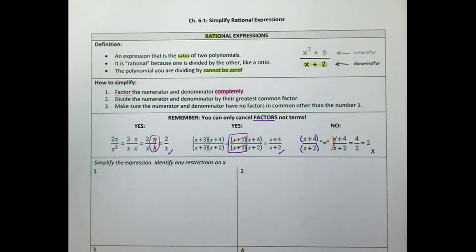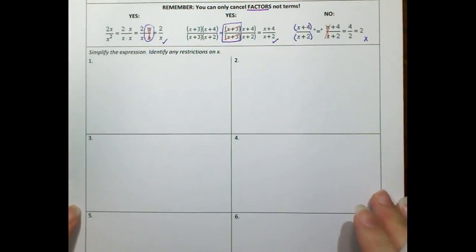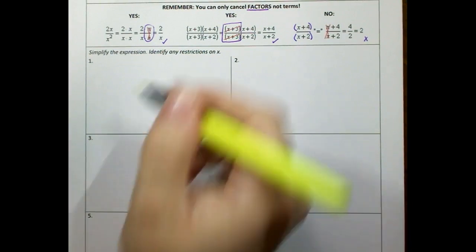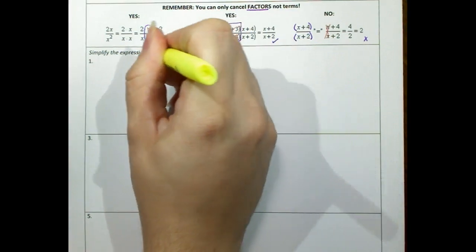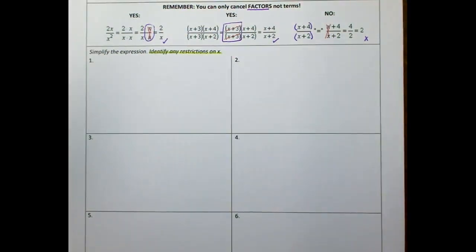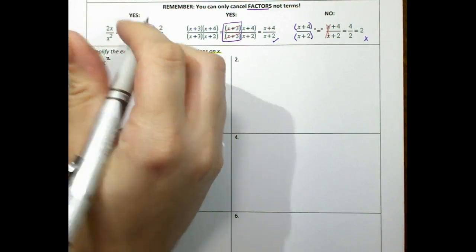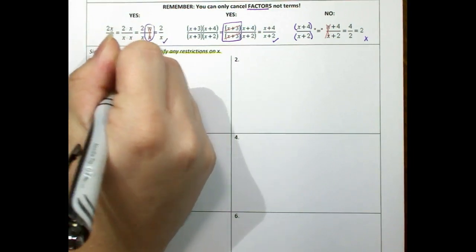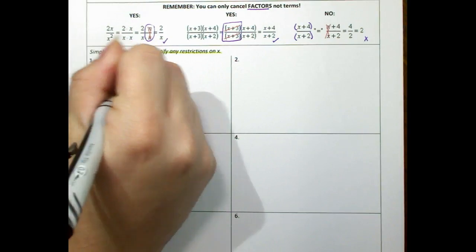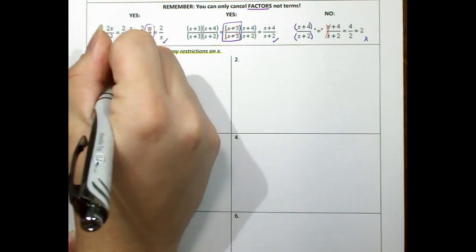Okay, so now we're going to actually look at simplifying some expressions. If you'll look here at number 1, it says simplify the expression and then identify any restrictions on x. So first of all, I guess we need an expression, right? Our first expression is going to be x squared plus 7x over x squared.